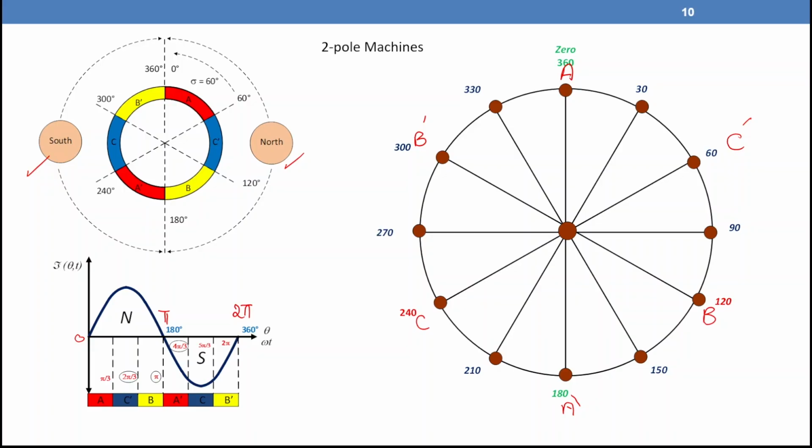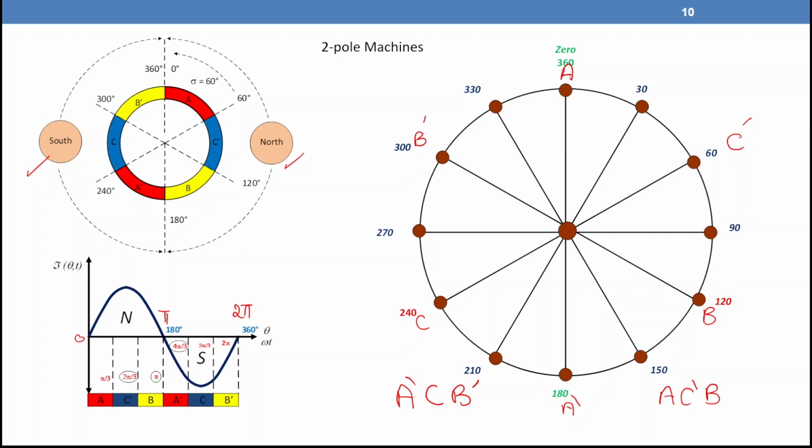So under North Pole we have A, C dash, B. And under the South Pole we have A dash, C, B dash. So back to the conditions. Under each pole we should see all the phases. So here we have A, C dash, B, here we have A dash, C, B dash.